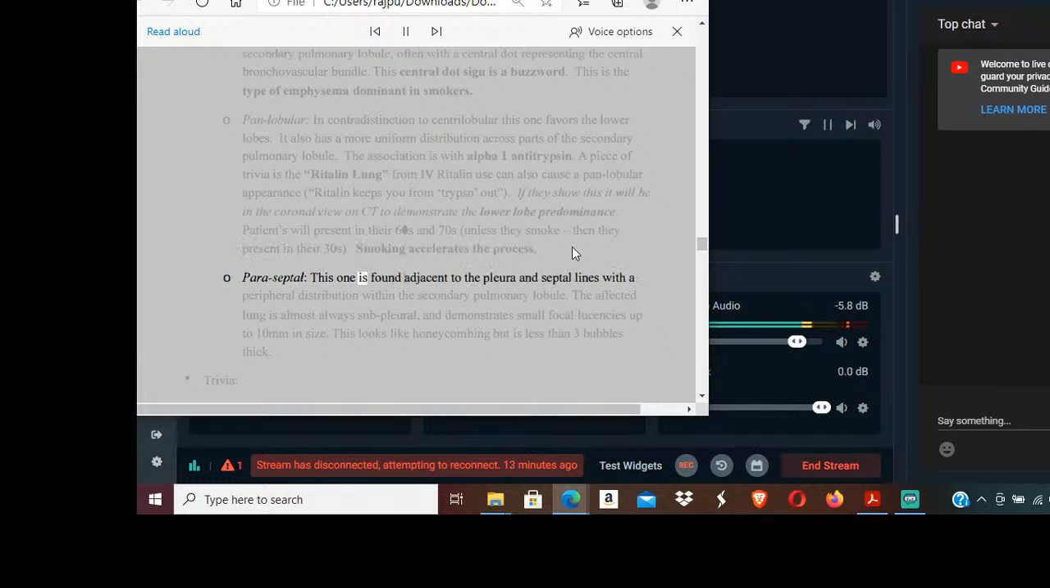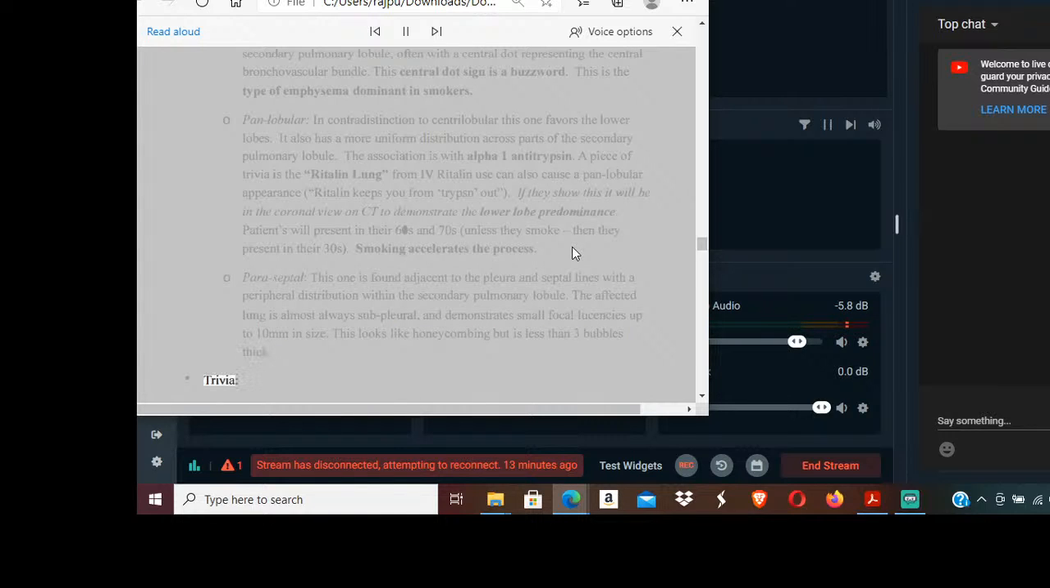Paraseptal, this one is found adjacent to the pleura and septal lines with a peripheral distribution within the secondary pulmonary lobule. The affected lung is almost always subpleural, and demonstrates small focal lucencies up to 1 cm in size. This looks like honeycombing but is less than 3 bubbles thick.